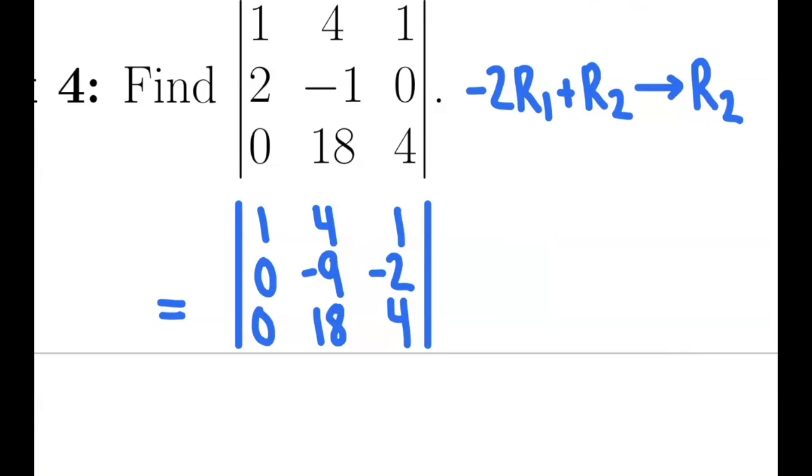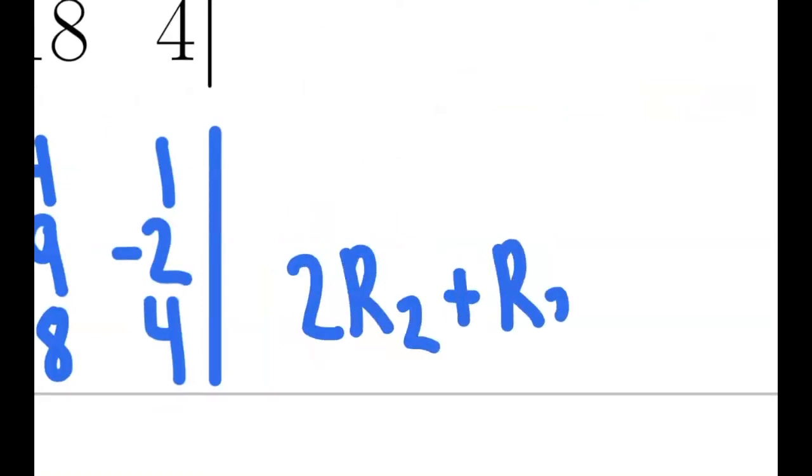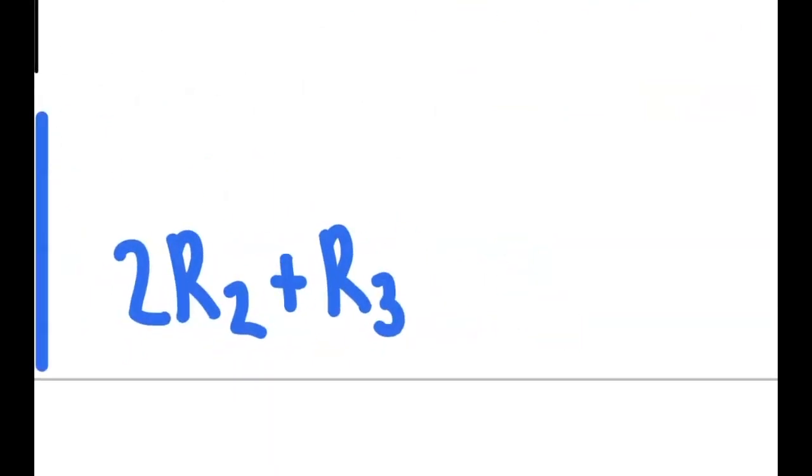What do you notice about the second and the third rows? They are a multiple of each other. Yes, the third row is just -2 times the second row. So I can just do 2 times the second row and add that to the third row. And that will replace the third row.